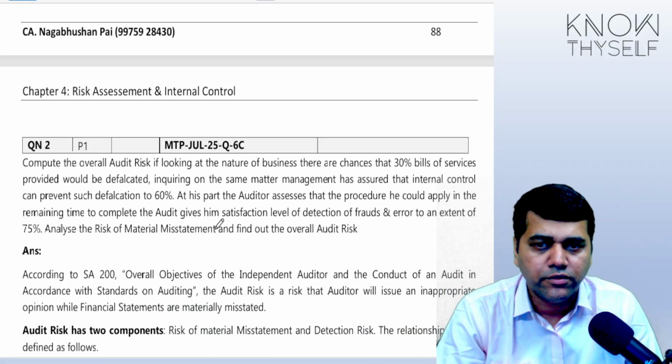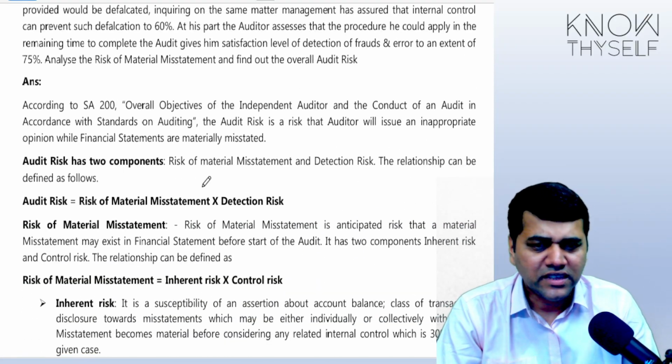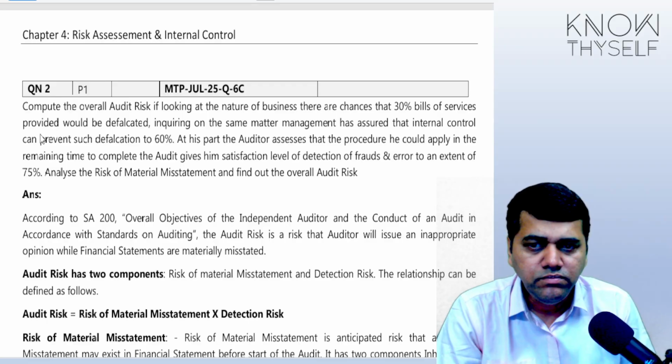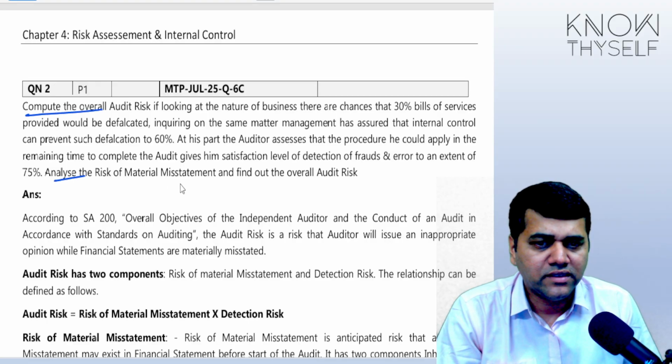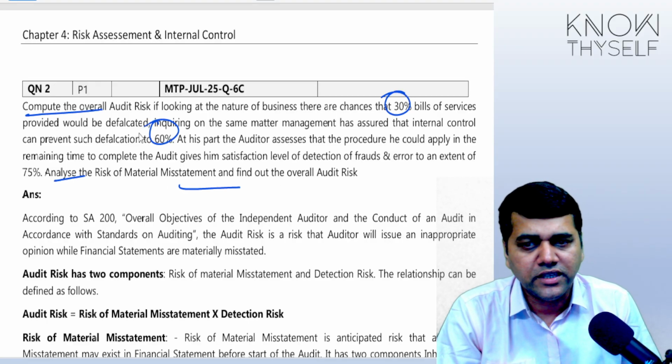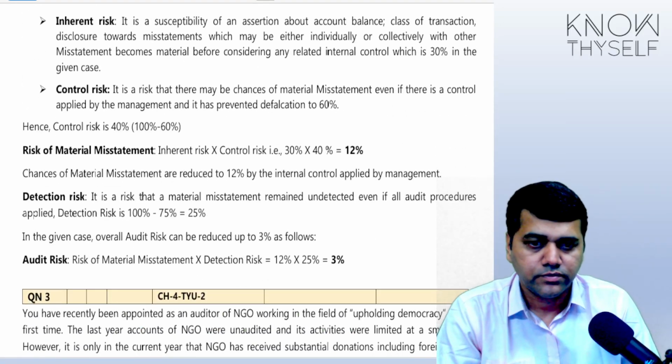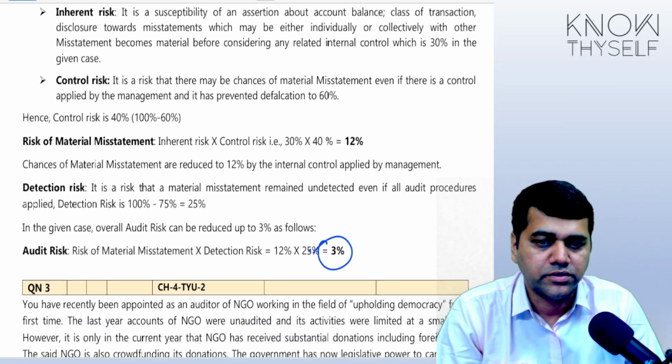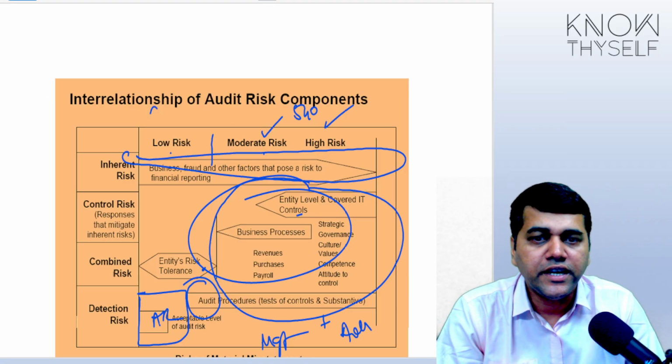Very nice question they have given. Yes, I think very similar question they have asked here. Compute, analyze the risk of misstatement. Only percentage they have changed. This time it comes to 3%. Test your understanding too.